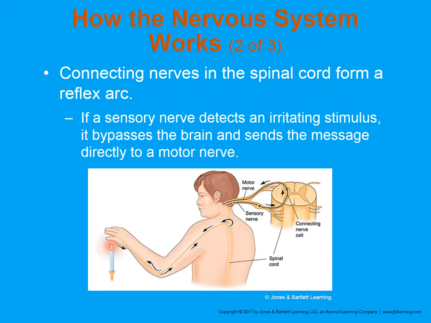So here I got a little bit ahead of the slides, but we already discussed the reflex arc. They connect the nerves in the spinal cord. From the reflex arc, if a sensory nerve detects an irritating stimulus, it bypasses the brain and goes directly to the motor nerves and allows you to remove the hand.